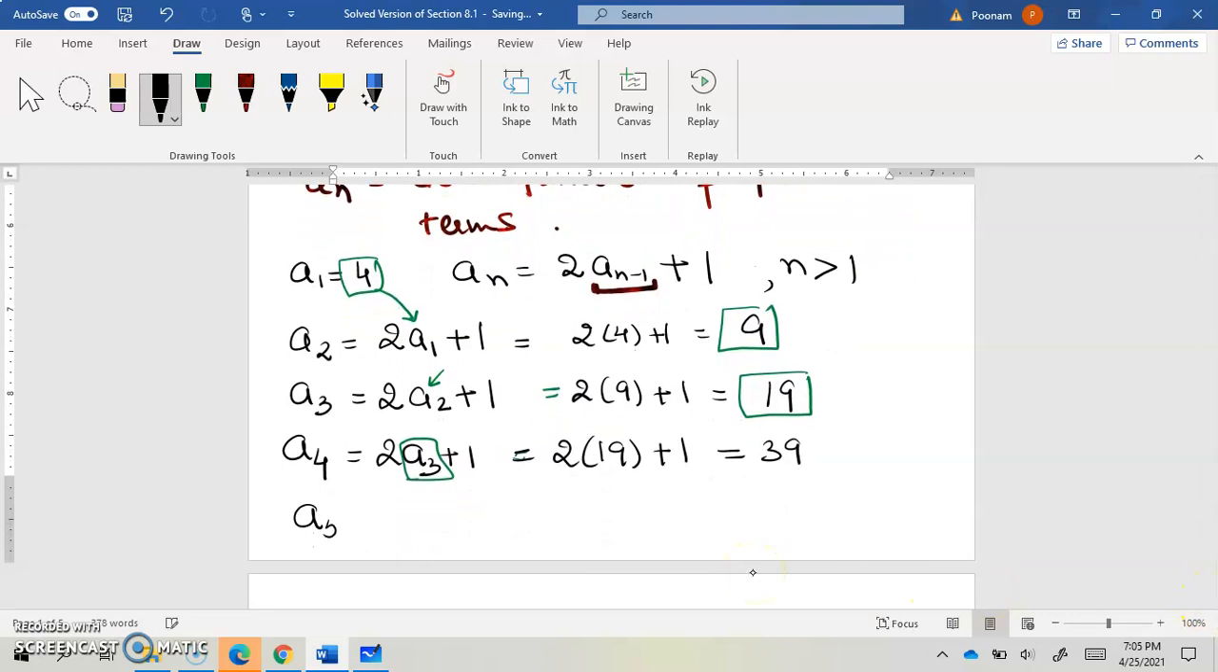Similarly, the last term, A5, is double of A4 plus 1. Double of 39 plus 1. Double of 39 would be 78, plus 1, 79. So we have our first 5 terms. The first was given and we found the other terms.